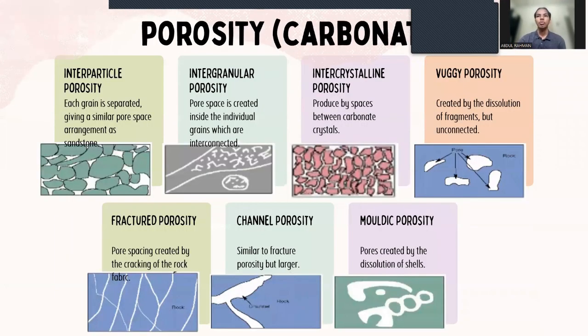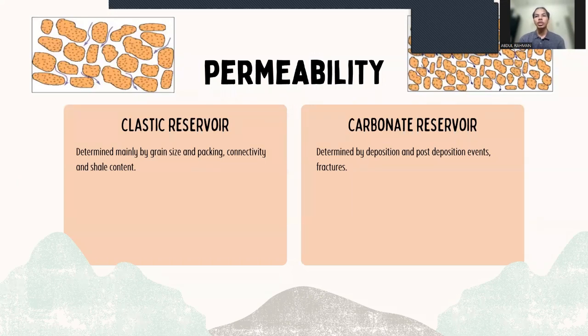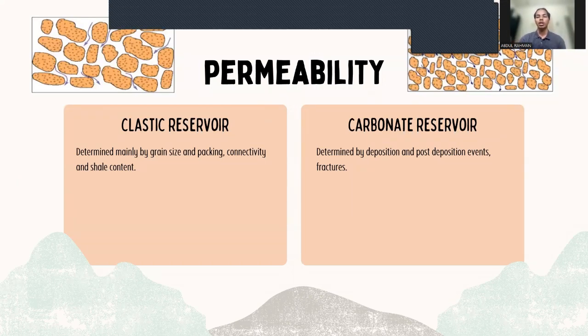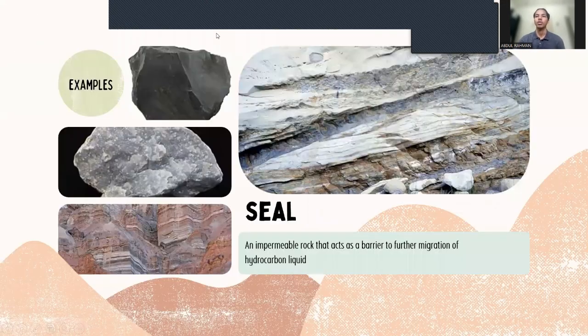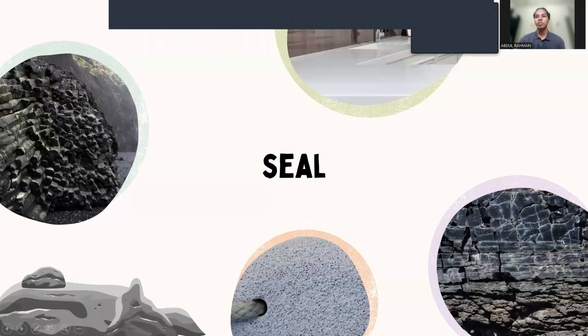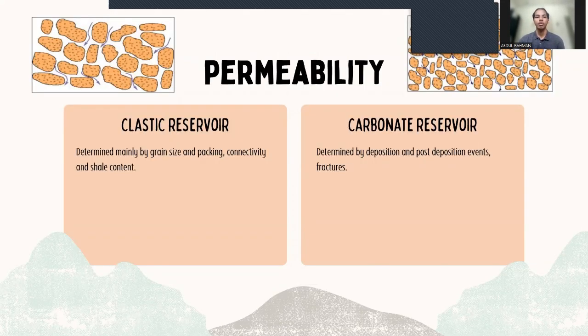And next, for porosity for carbonate, there are 7 types of them, which is the interparticle porosity, intergranular porosity, intercrystalline porosity, vuggy porosity, fracture porosity, channel porosity, and moldic porosity. And next, for permeability, there are two types. How we can determine the permeability by looking at the reservoir. So for clastic reservoir, we can determine mainly by the grain size and packing, connectivity, and shale content. And for carbonate reservoir, we can determine by the deposition and post-deposition event of fractures.